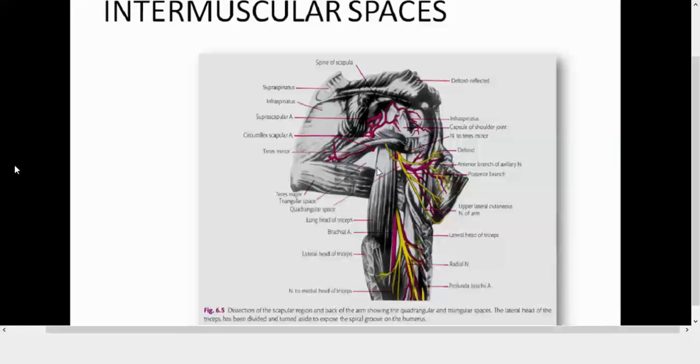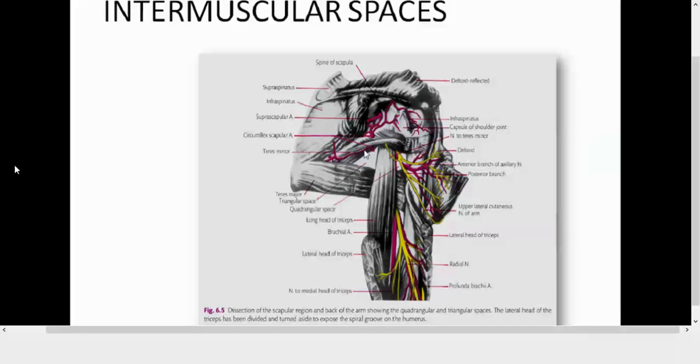So what are the boundaries? What muscles are forming boundaries? First see this. Okay. So this is which muscle? Name this muscle. Teres minor. This is teres minor. So you can see this is forming the superior boundary.